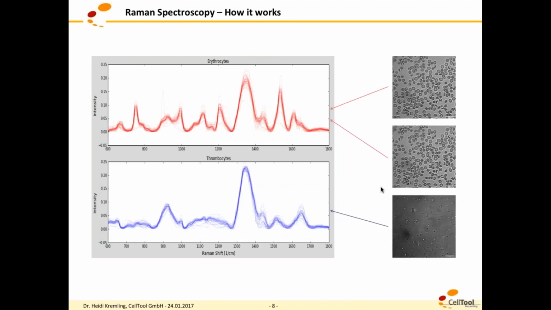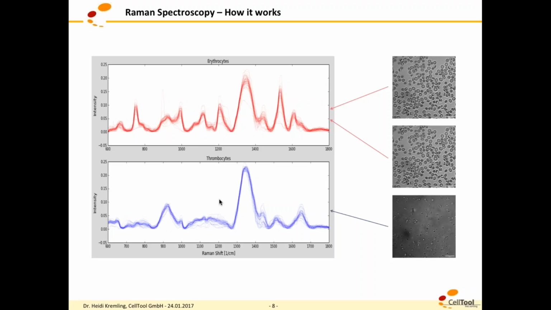What you see here are Raman profiles of erythrocytes and thrombocytes. And in both cases, there is an overlay of around 30 Raman profiles. So each of these small lines is one Raman spectrum. And you see here the overlay in this plot. And I think you can already see by eye that there are really differences between the erythrocytes and the thrombocytes, for example, here at 1,200 wave numbers.